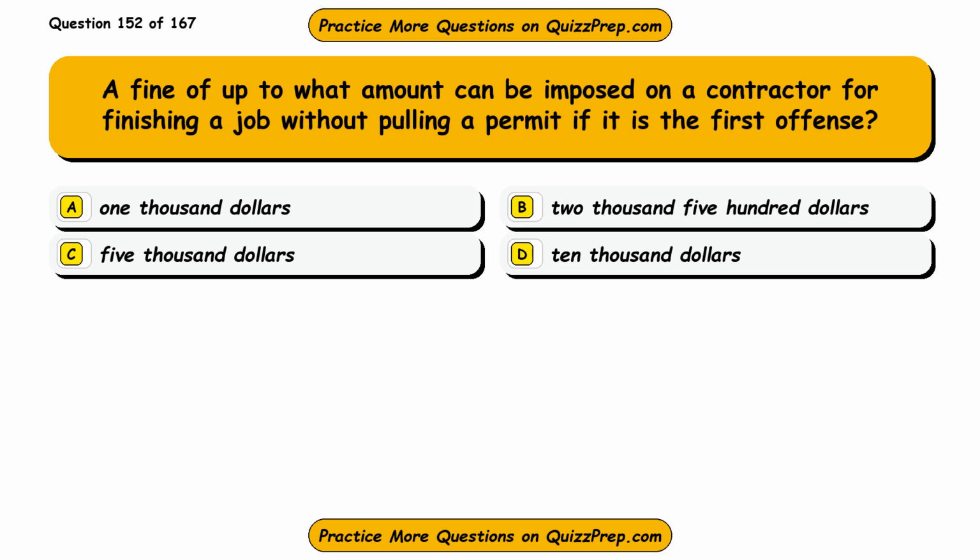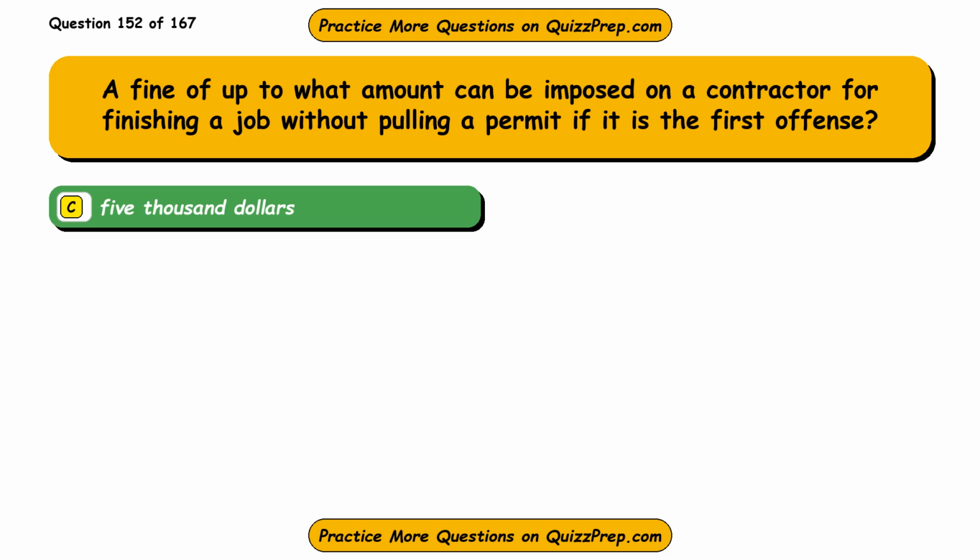Question 152. A fine of up to what amount can be imposed on a contractor for finishing a job without pulling a permit if it is the first offense? Option A, $1,000. Option B, $2,500. Option C, $5,000. Option D, $10,000. The correct answer is option C, $5,000.